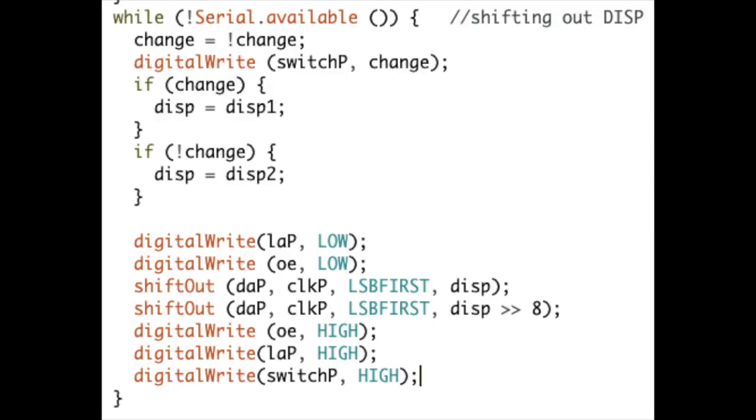Finally, the latch pin and output enabled pin are wired low and shift out occurs, where the bit shifting commences. After completion, the output enabled pin and latch pin are all wired high. This also prevents ghosting.